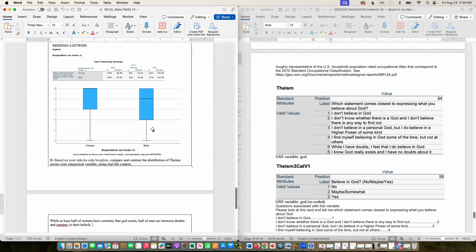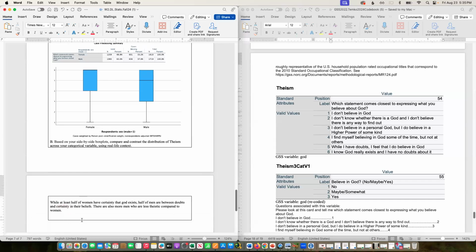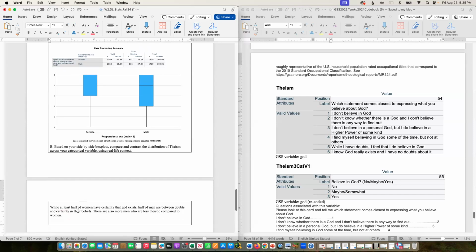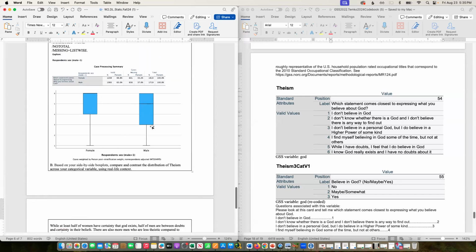So there are also more men who are less theistic compared to women. Okay, so we can just see right here that these distributions in some ways look similar, but that for men, it's kind of shifted down a little bit, where there's more men. The least theistic quarter of men are at a 3 or lower versus a 4 or lower.